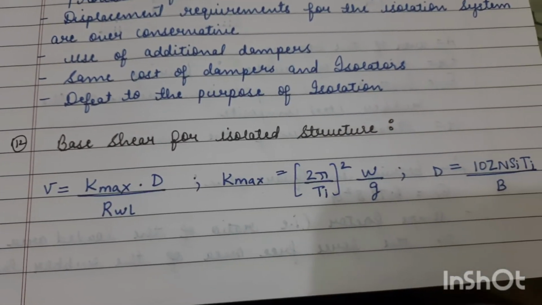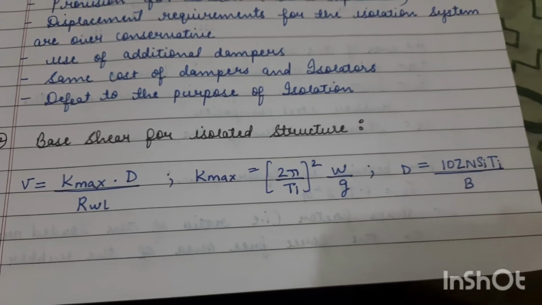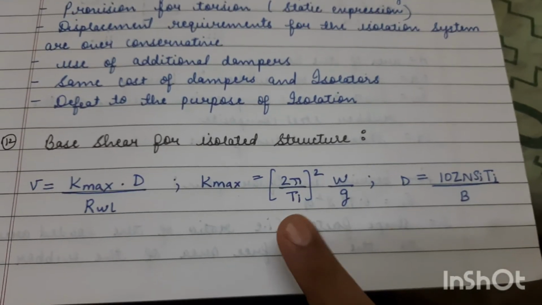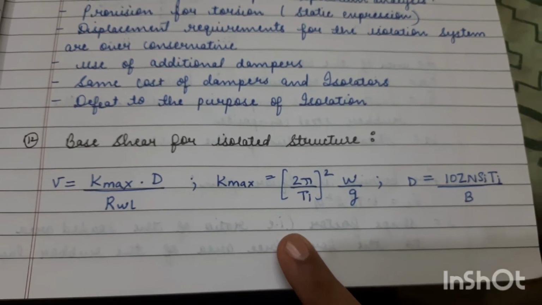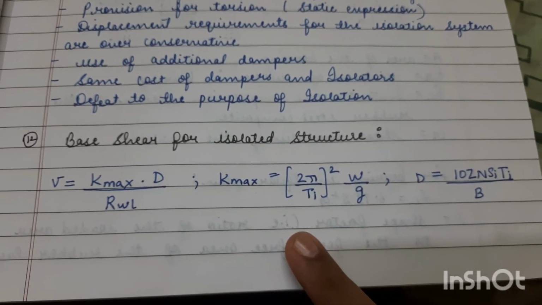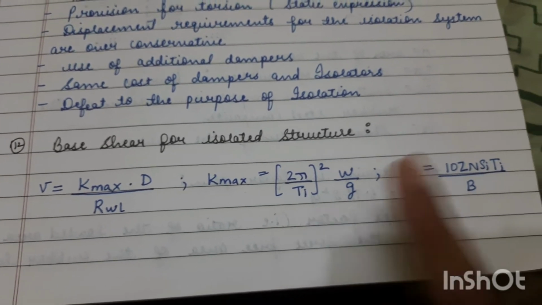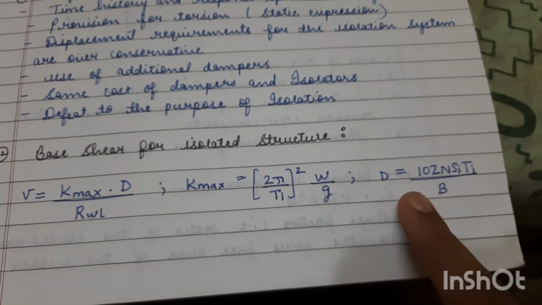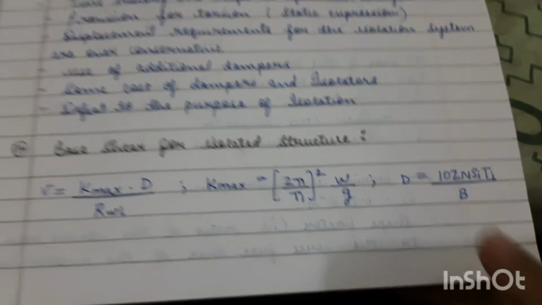Base shear for isolated structure. So this is the formula from which you can find the base shear. V equals Kmax into D into RWL, where Kmax is 2 pi upon Ti square W upon g, where D equals 10 Z N SI Ti upon B.